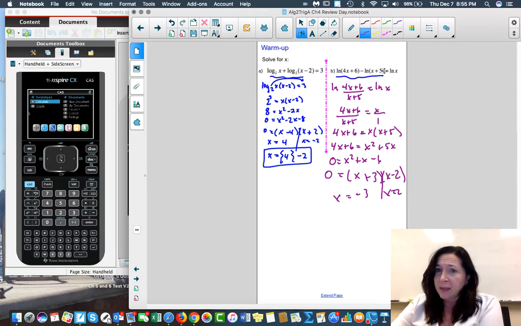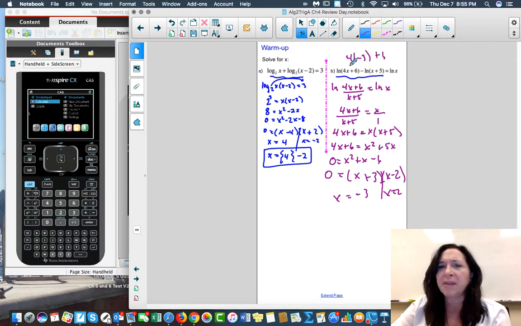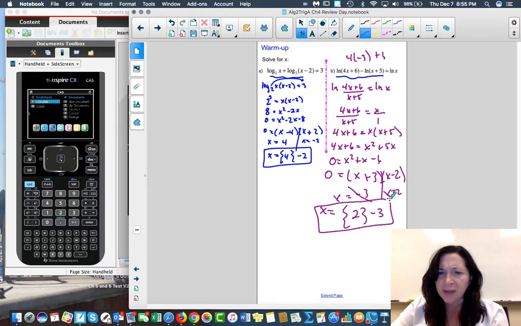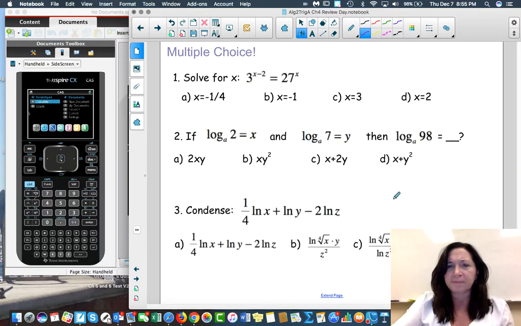Plugging that in, the negative 3 is not going to work because 4 times negative 3 plus 6 is going to give me a negative argument. So negative 3 is out. So my final answer will be x equals 2 with negative 3 outside as an extraneous solution.